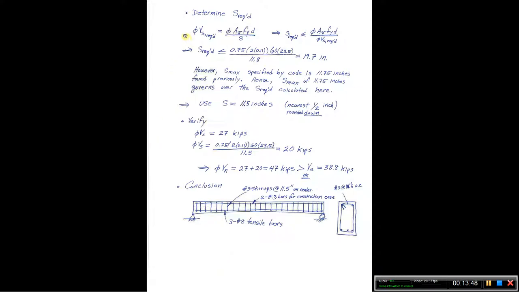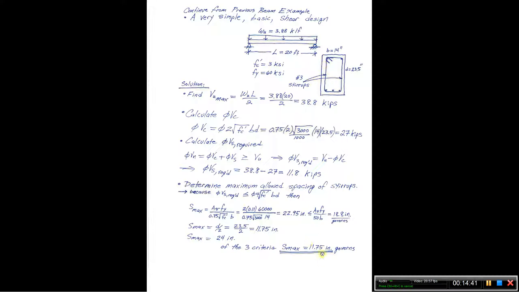So now that we have looked at our spacing requirements, we can actually calculate what the required spacing is. And so if we take this formula here for phi V sub S, we already have our V sub S required. It's 11.8 kips calculated on the previous page. We can rearrange this formula and solve for the spacing that is required on the basis of strength. And if we do that, we're going to get this formula, and we can plug in the numbers, and we would get 19.7 inches. Now, it turns out that that is more than the maximum spacing that's allowed.